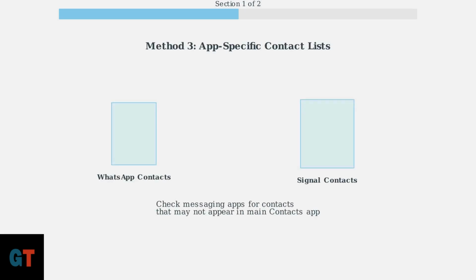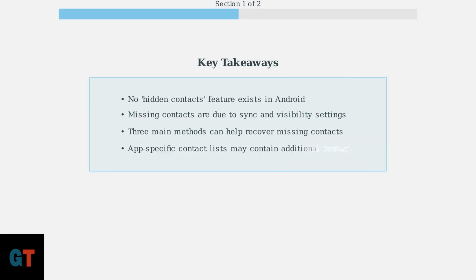Method 3 involves checking app-specific contact lists. Apps like WhatsApp and Signal maintain their own contact databases that might show contacts not visible in your main Contacts app. These three methods cover the most common reasons why contacts appear to be missing on Android devices.